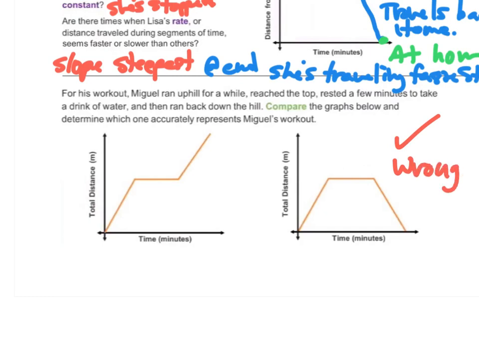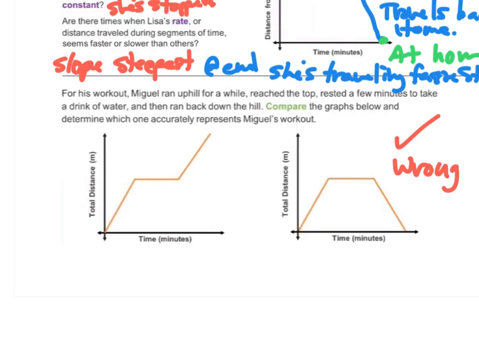Now, when you think of going up a hill, stopping for a few minutes, and then going back down the hill, that's what you would normally think about. But you have to think about the total distance traveled. When you walk up a hill, you're walking a distance, right? If you walk down a hill, you're still walking a distance.